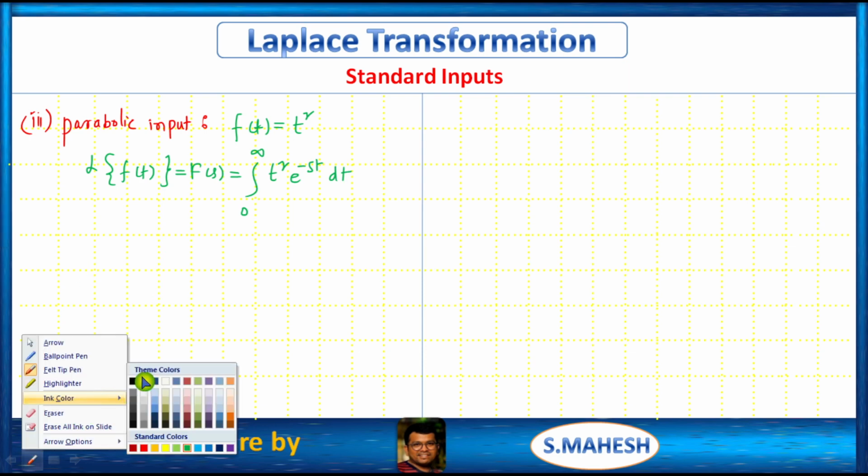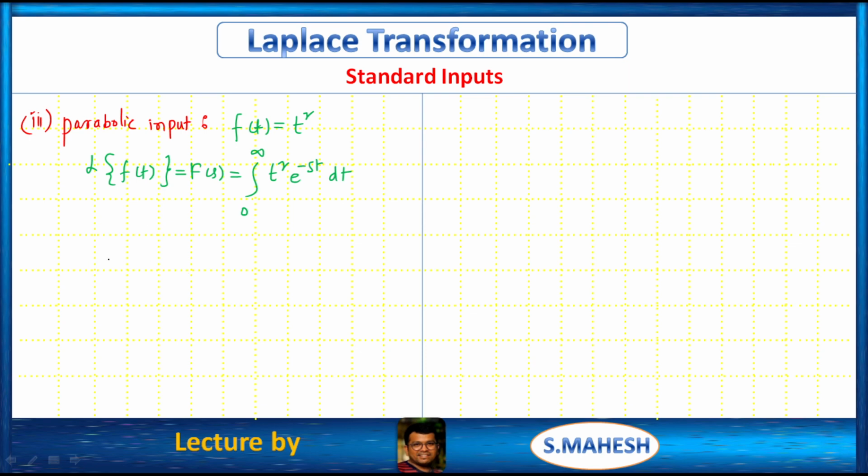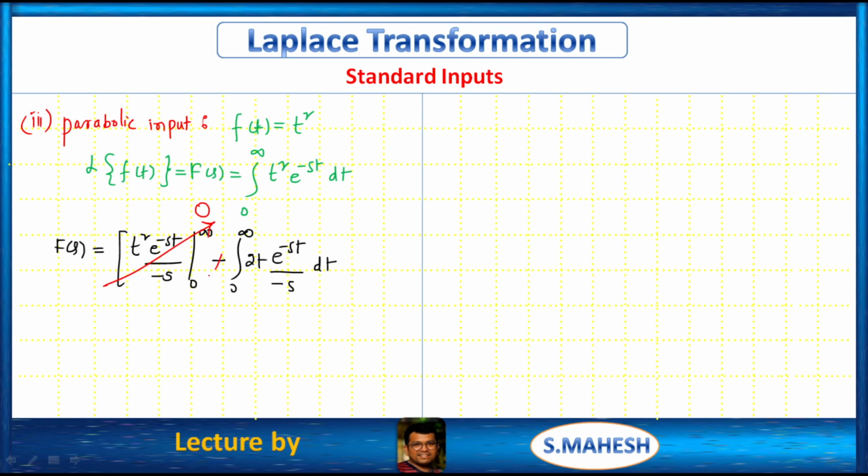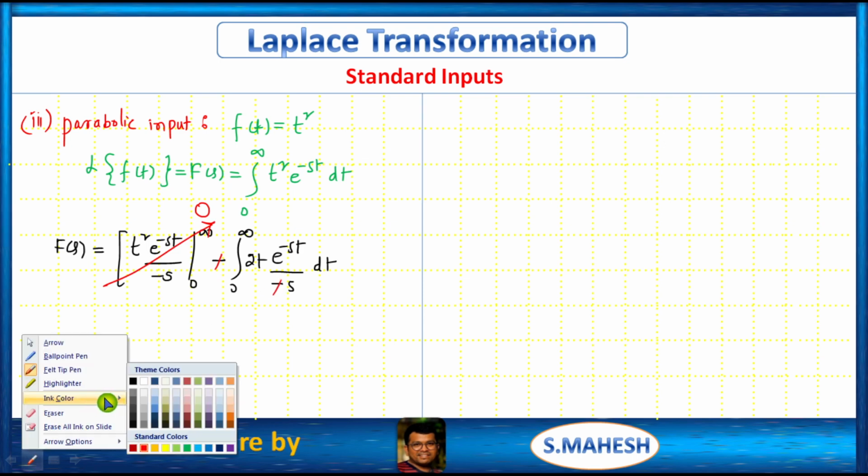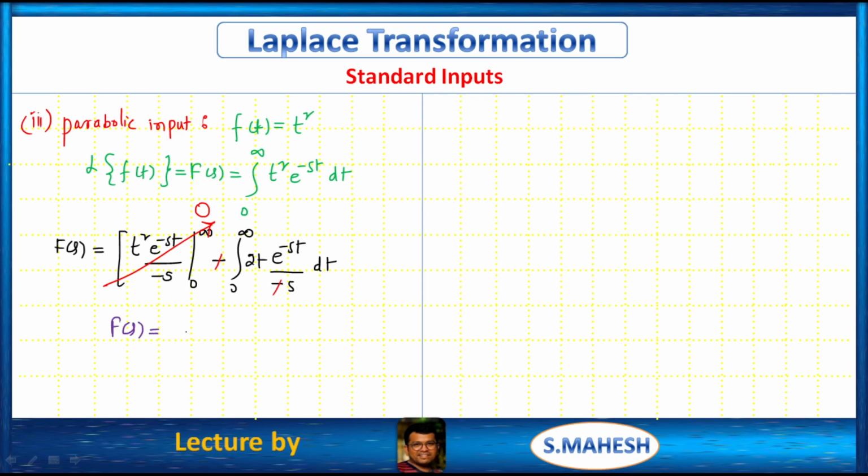From this, what we are having? We are having simply F of s, which is equals to t square e power minus st by minus s from 0 to infinity, minus integral 0 to infinity 2t e power minus st by minus s into dt. So here we are having t square into e power minus st by minus s. Obviously between these two limits this should be definitely equal to 0. So this one and this minus gets cancelled. Finally what we are having? F of s should be equals to 1 by s integral 0 to infinity, sorry, here we are having 2, right? t into e power minus st dt.